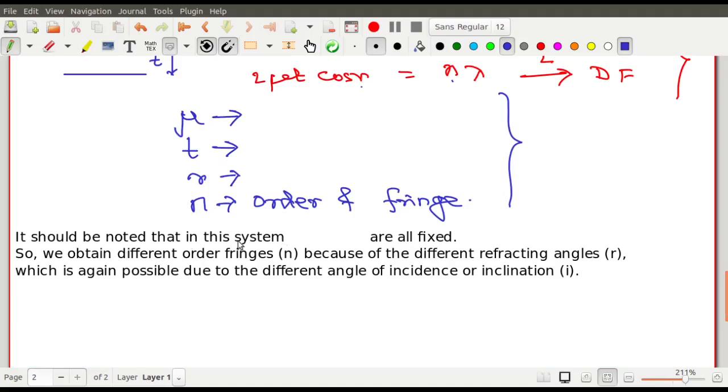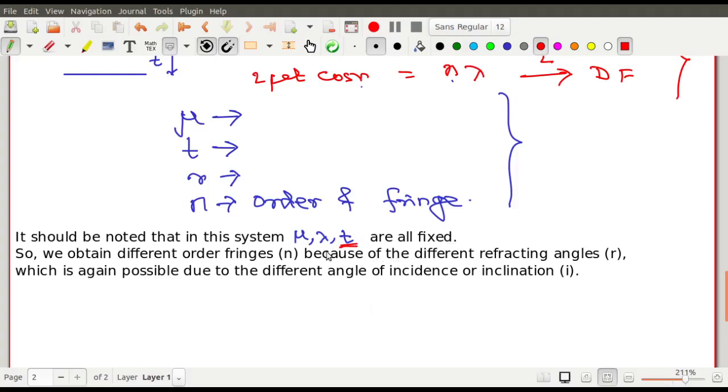It should be noted that in this system, mu, lambda, and particularly the thickness. Mu and lambda are always fixed. What is important is the thickness. It should be noted that in this system, mu, lambda, and t, I put an underline over this thickness, are all fixed.